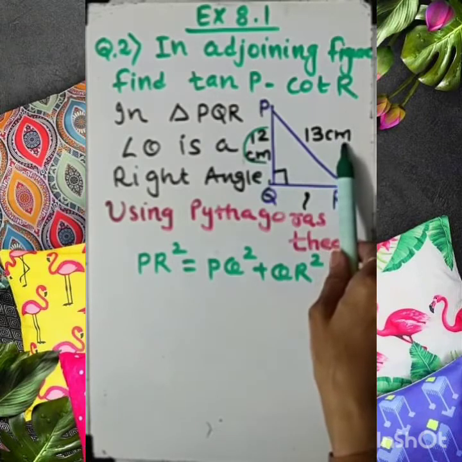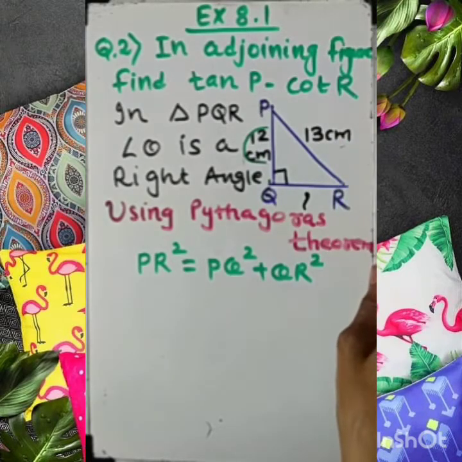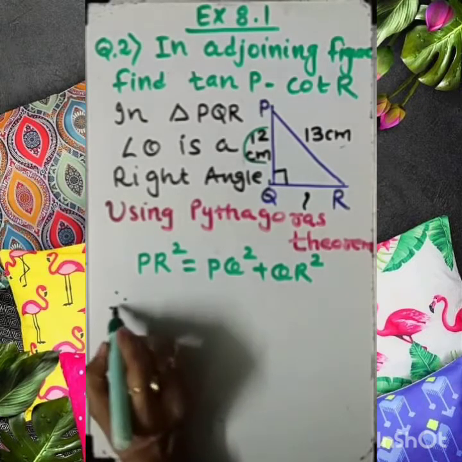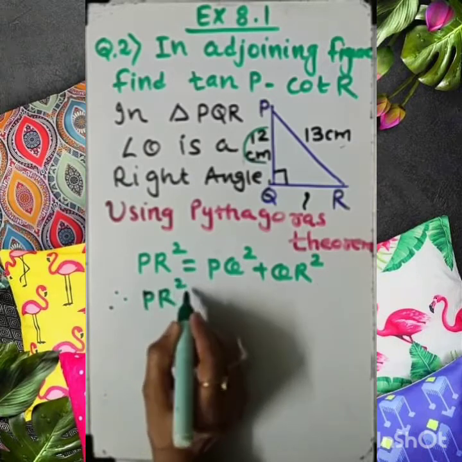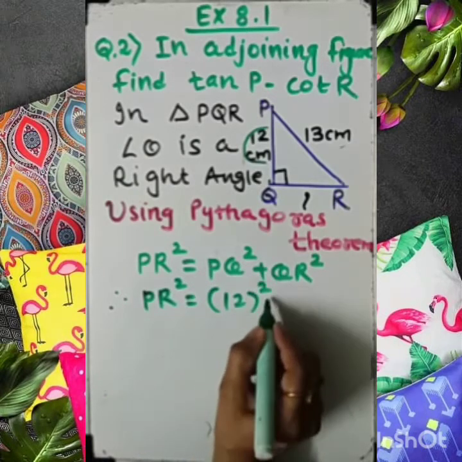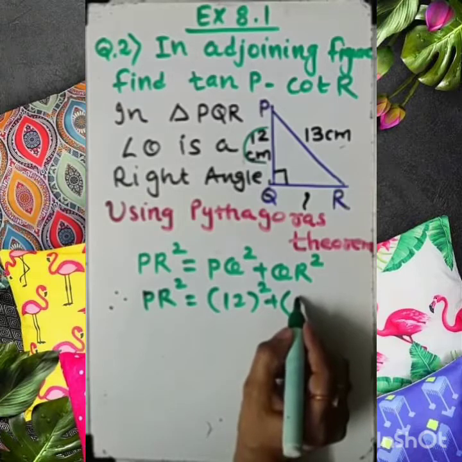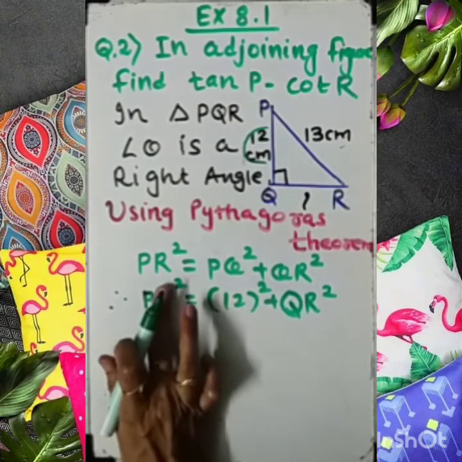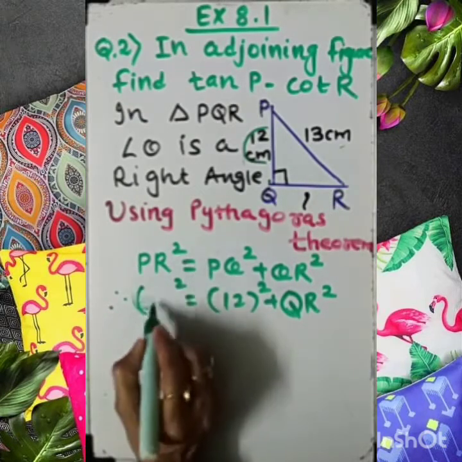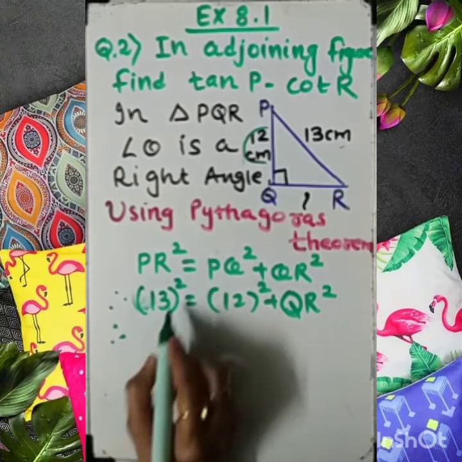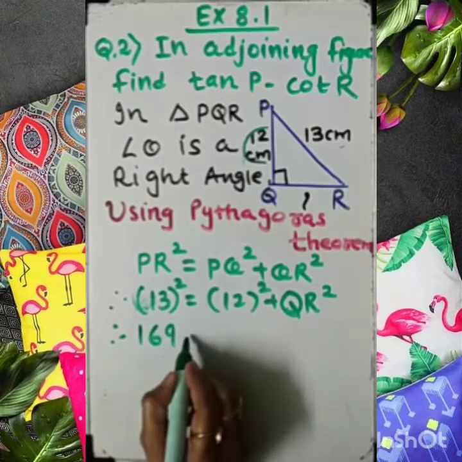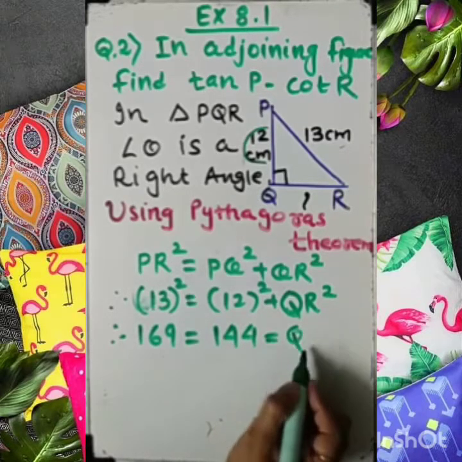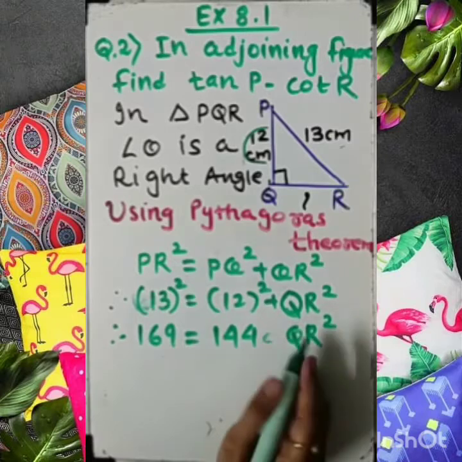But if you do not have any idea about that, then we need to find it out. Clear to you? So let's write it down in short. PR square equals 12 square plus QR square, which we need to find. In place of PR, I am mentioning 13 square. As you know, the square of 13 is 169, and the square of 12 is 144. So my dear student, here it is plus.